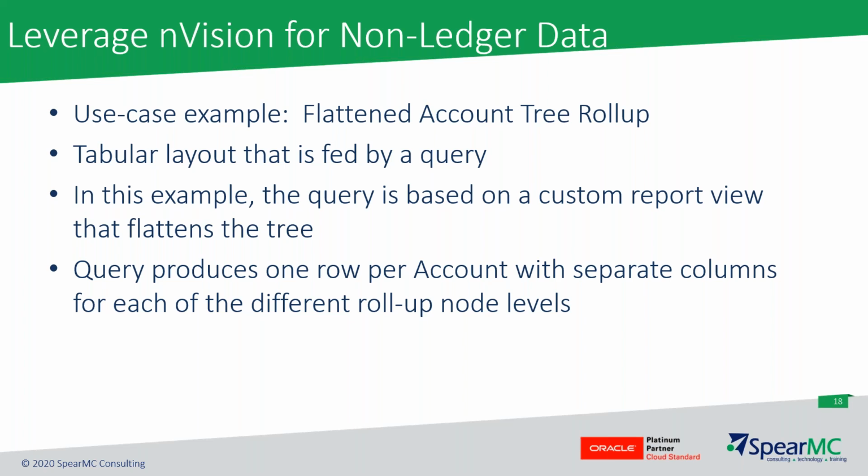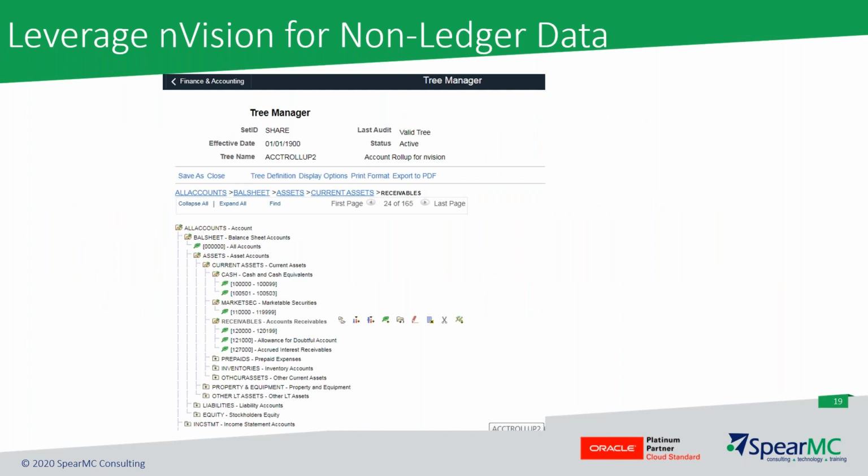In this example, the query is based on the custom report view that flattens the tree. And the query is going to produce one row per account with separate columns for each of the different rollup node levels. So that then you could use that within Excel if you wanted to do pivot grids of slicing and dicing based on different rollup levels of your tree. So here's a picture of just the basic account rollup tree from the demo database. Okay.